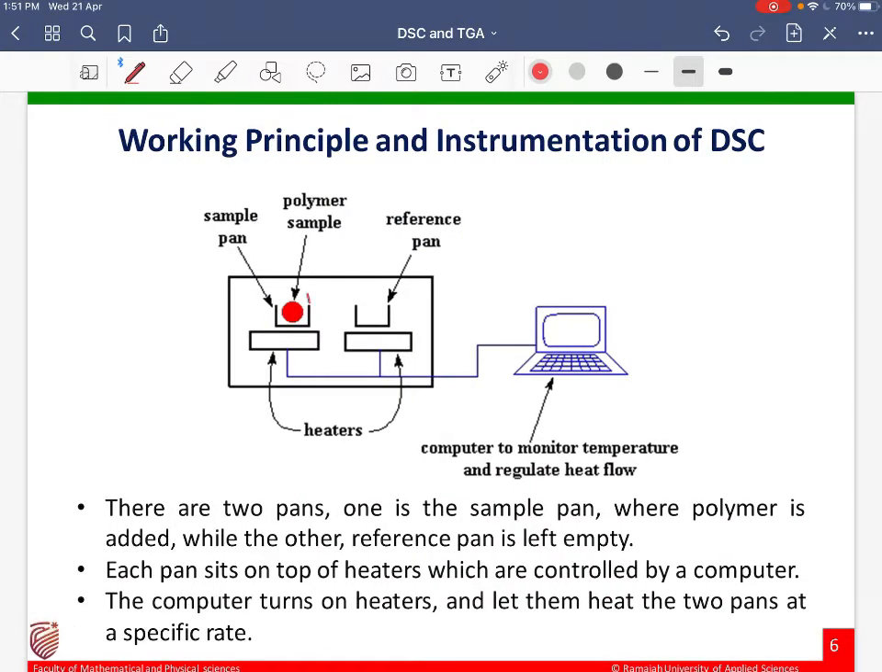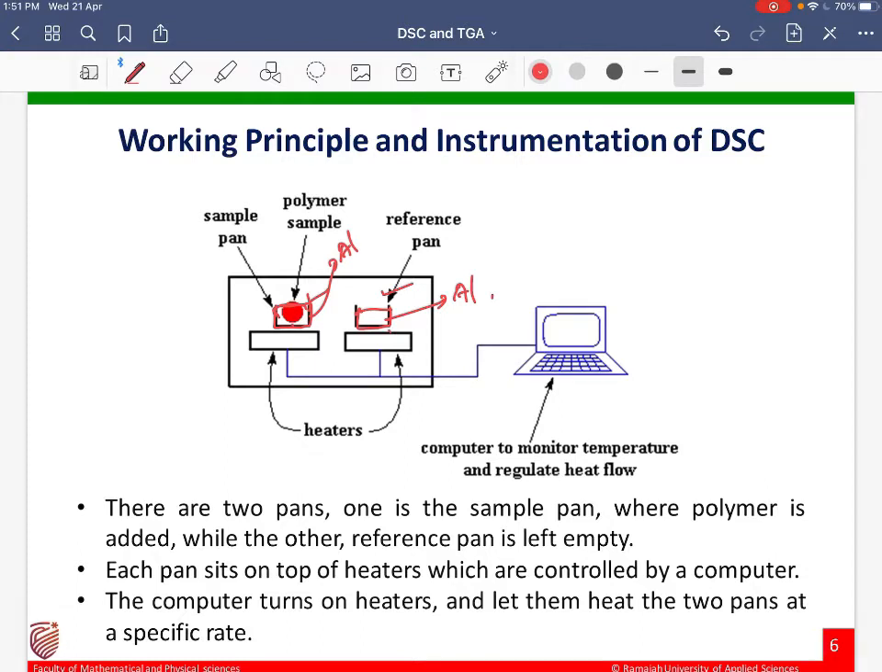Instrumentation. We know that we need the sample and the reference. In the sample pan, for example, for a polymer sample, we normally take an aluminum pan. Inside the aluminum pan, we keep a known amount of the sample and close it by pressing. In another furnace, only an aluminum pan, no material inside. This pan itself we call the reference pan. That also should be closed.